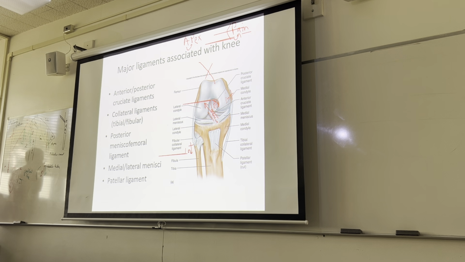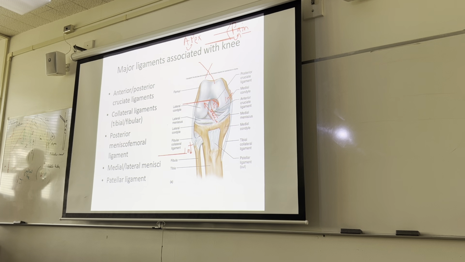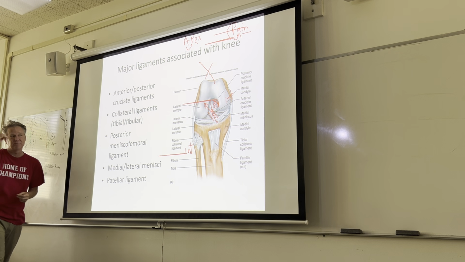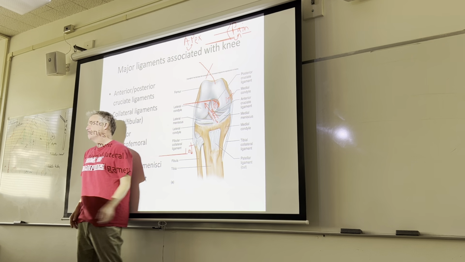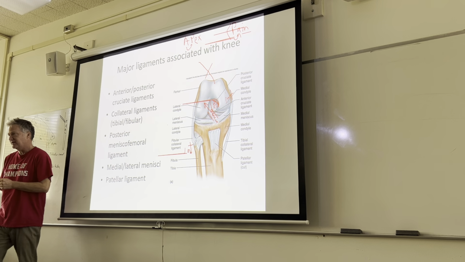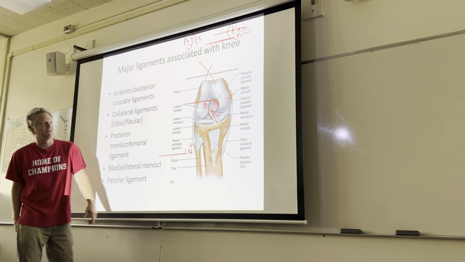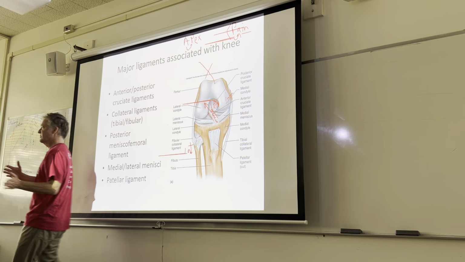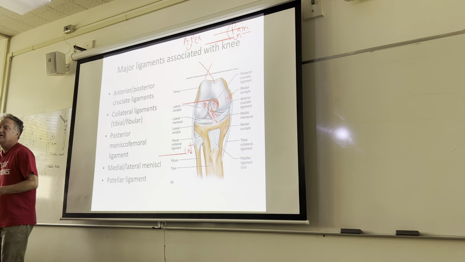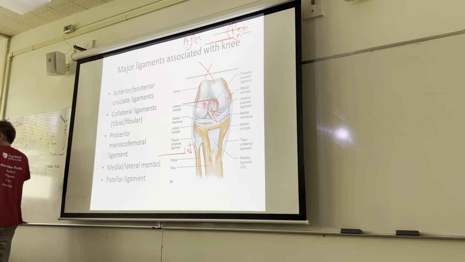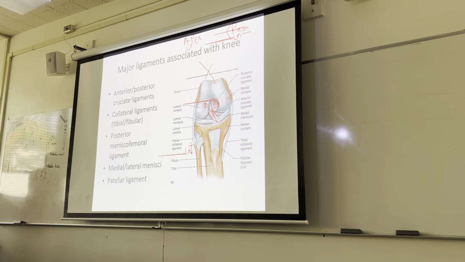So six primary structures really protecting the knee: two collateral ligaments, two menisci separating the femur and the tibia, and two cruciate ligaments. What the cruciate ligaments are doing is preventing excessive anterior-posterior movement. What the collateral ligaments are doing is preventing too much sideways movement. And what the menisci are doing is resisting compressive forces down onto the tibia from the femur side.